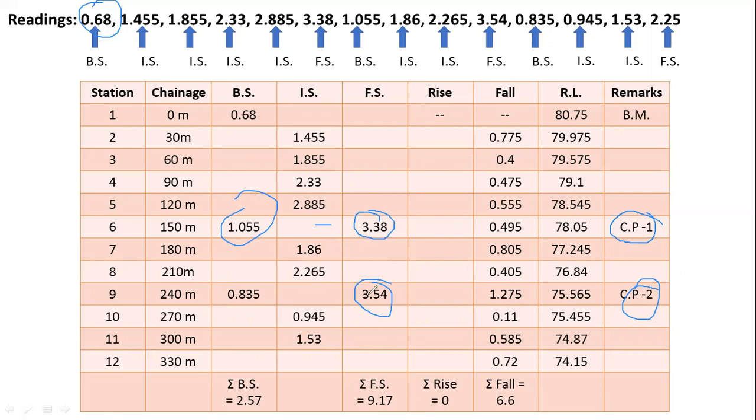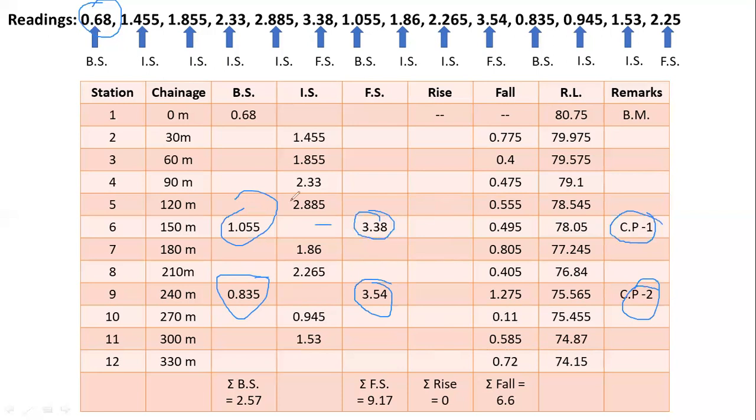After shifting the instrument, we take the first reading 0.835, right? So we put it as BS in the same row. Then 0.945, it is IS, again 1.53, it is IS, and the last reading is called FS, 2.25, right?